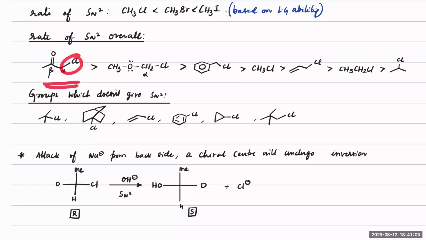carbonyl halide. Next, if you have an alkyl halide which is connected to a lone pair carrying group like oxygen or a nitrogen, that is also an excellent choice for SN2, because as soon as you leave the chlorine, the oxygen's lone pair will support temporarily in the transition state.